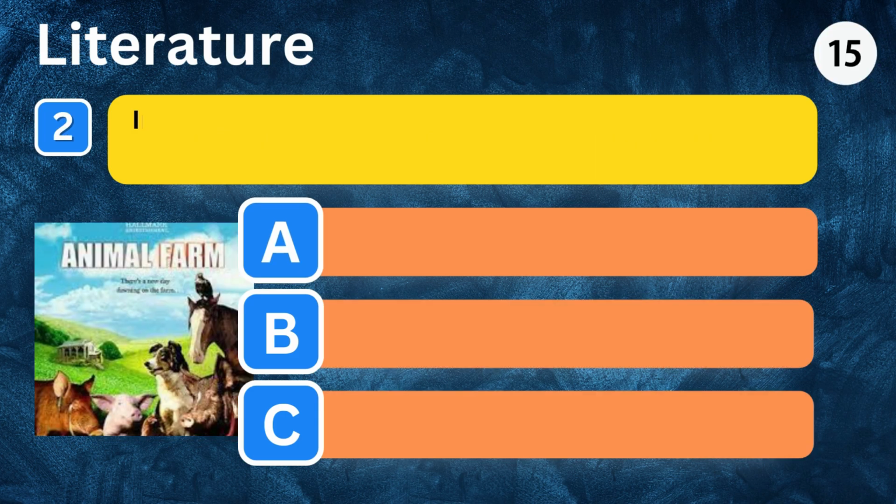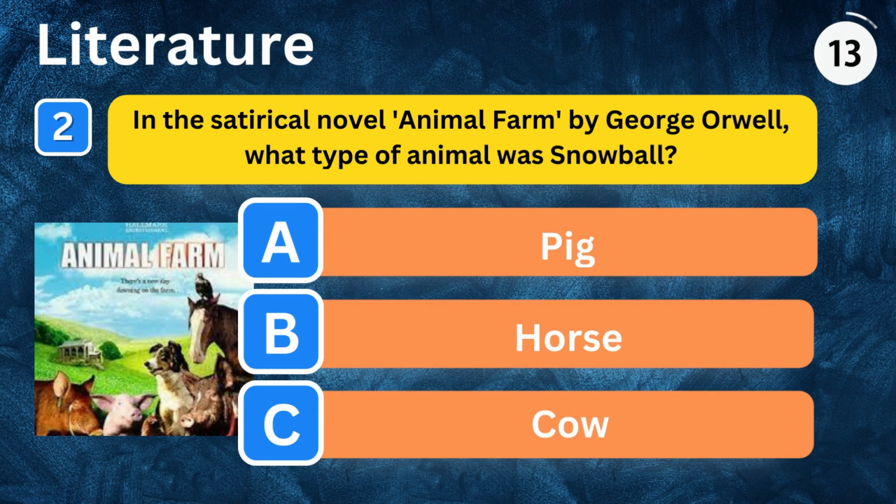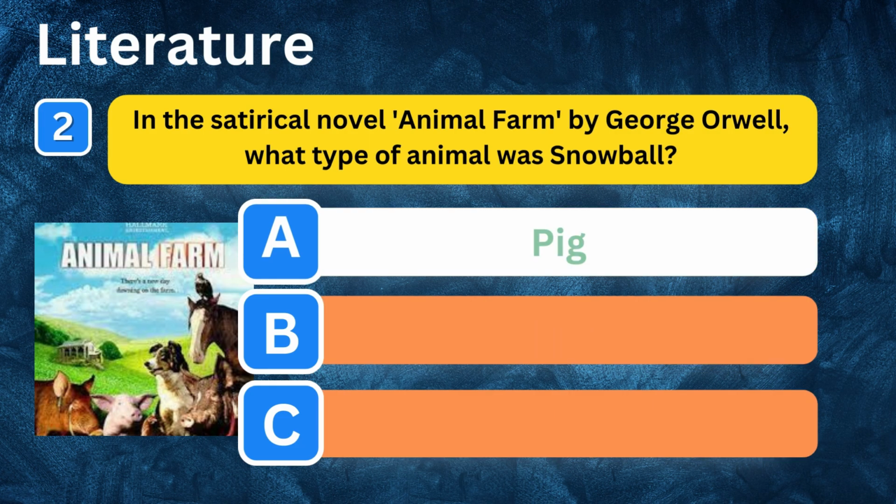Question number 2. In the satirical novel Animal Farm by George Orwell, what type of animal was Snowball? Was he a pig, a horse, or a cow? And the answer? He was a pig.